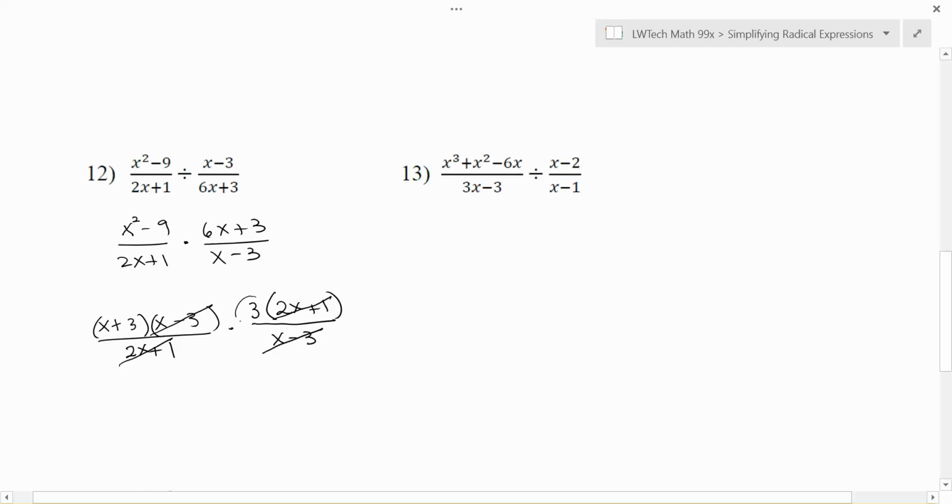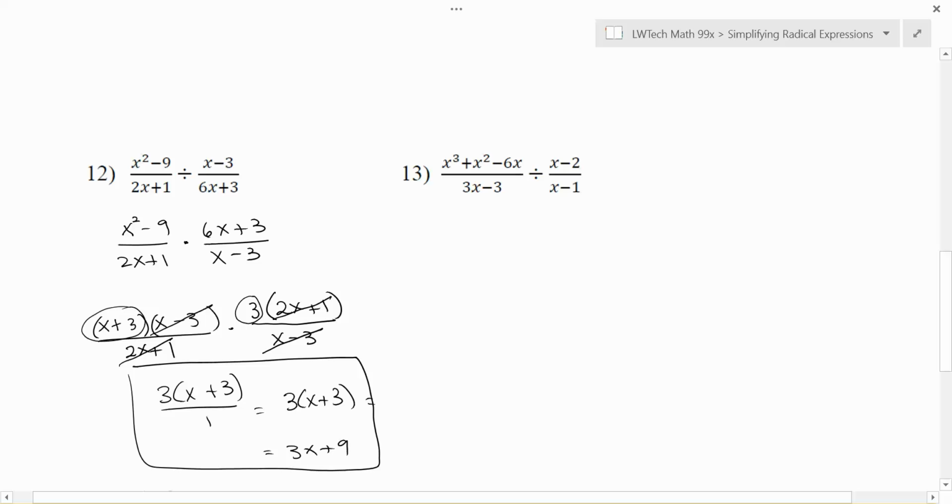I was still left with a 3 and an x plus 3. Those are both on the top. You can write that as 3 times x plus 3 over 1. You could write that as 3 times x plus 3, or you could multiply it out and write that as 3x plus 9. Any of these 3 forms of this solution would be okay.